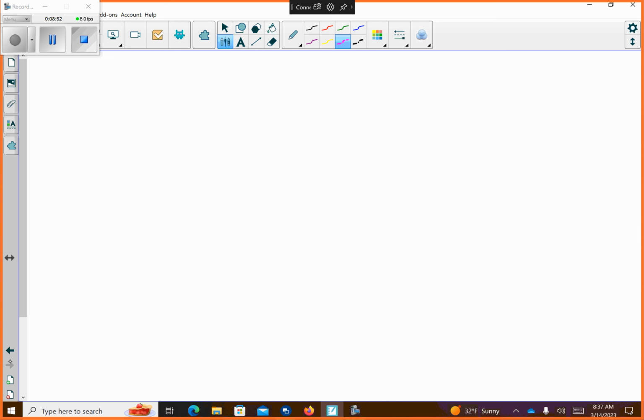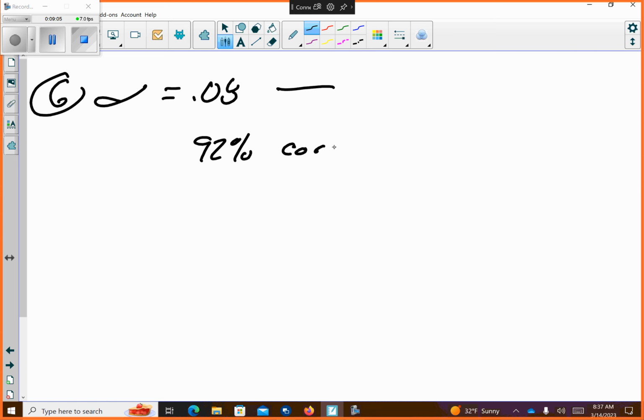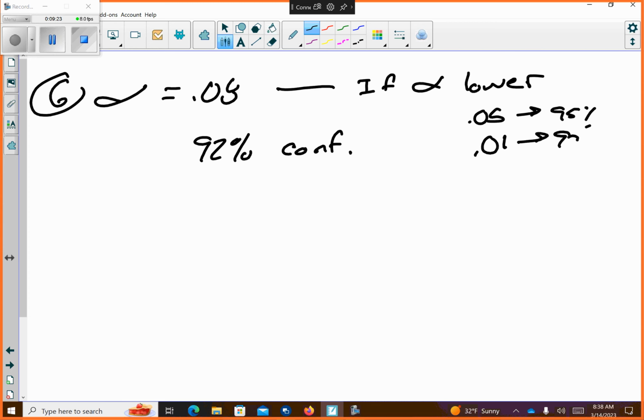What would be the advantage to setting a lower value? Okay, so alpha we had set to 0.08. So this would mean that we are 92% confident. If we made this lower, so if we said it was 0.05, that would be a 95% confidence interval. If we said it was 0.01, that's a 99% confidence interval.